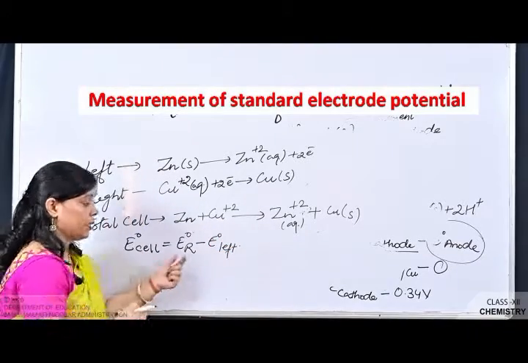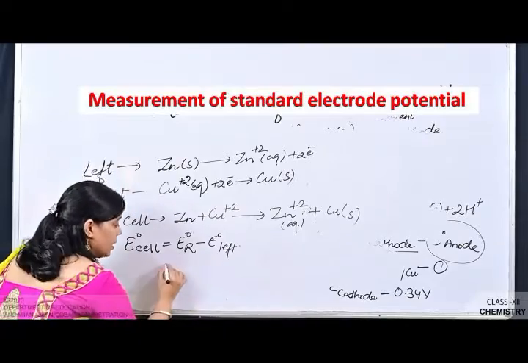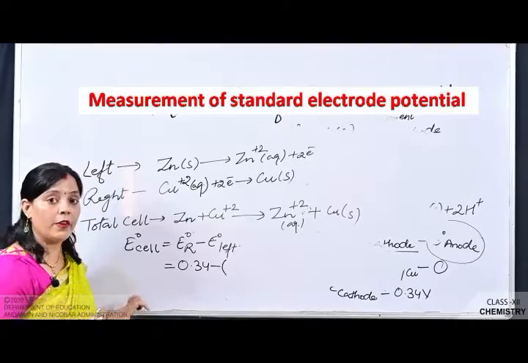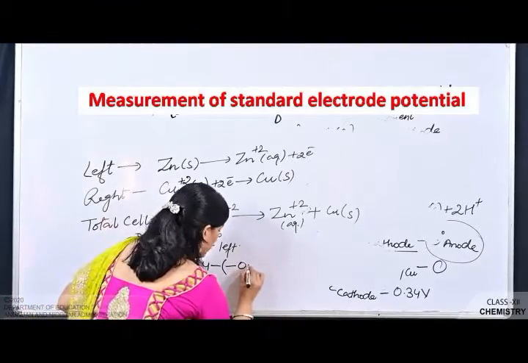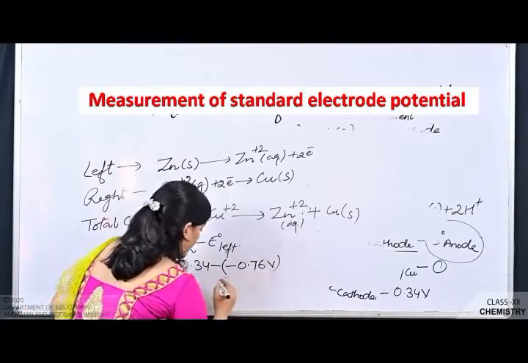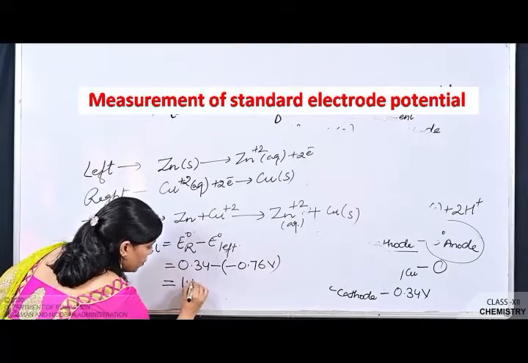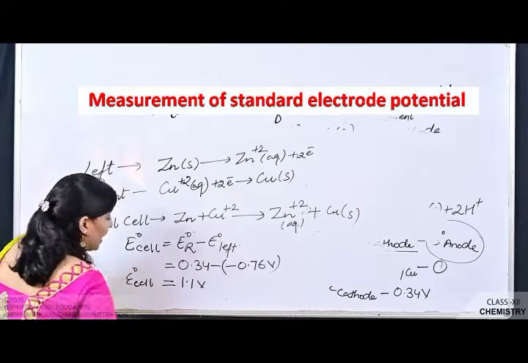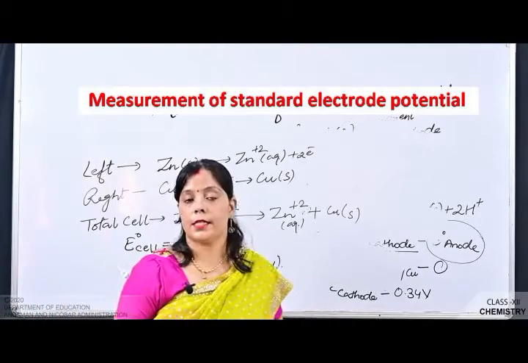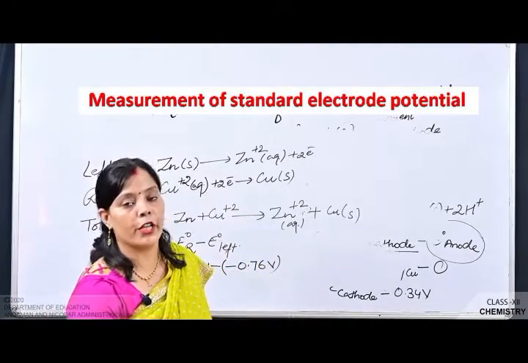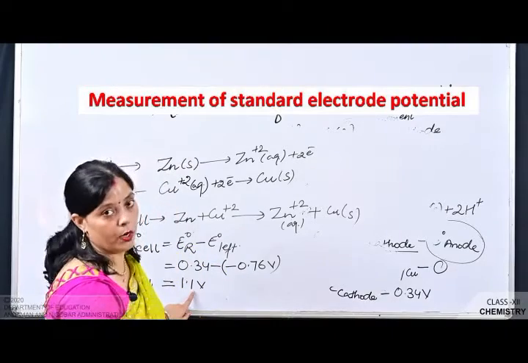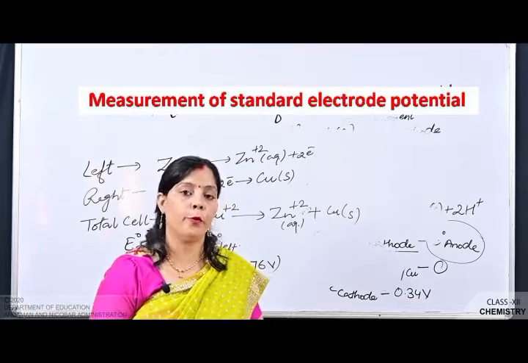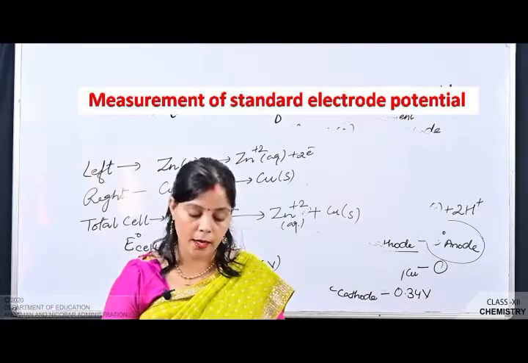So what is the value of E right? That is equal to 0.34 volt minus, and what is the value of E left? That is minus 0.76 volt. After solving this we get 1.1 volt. That is, in the case of the galvanic cell, the cell in the standard condition has an electrode potential of 1.1 volt.